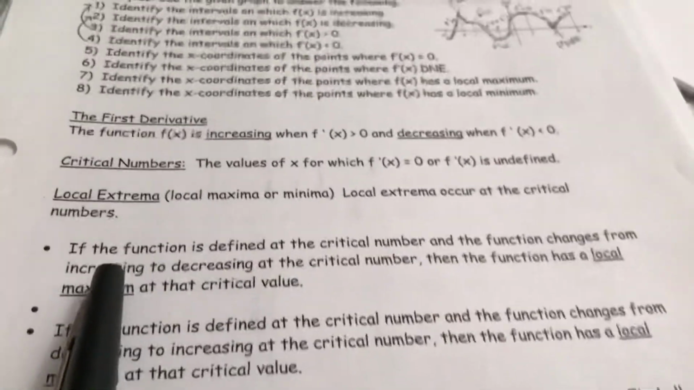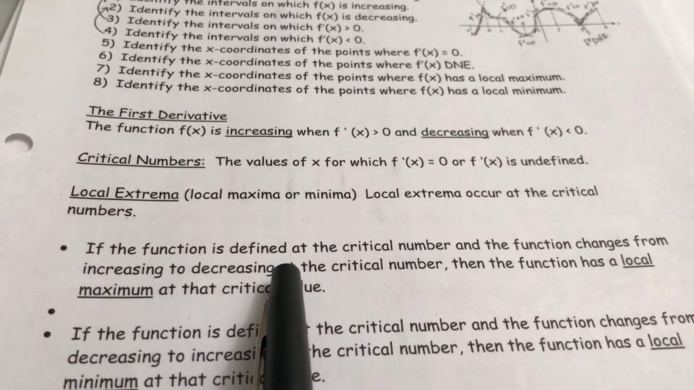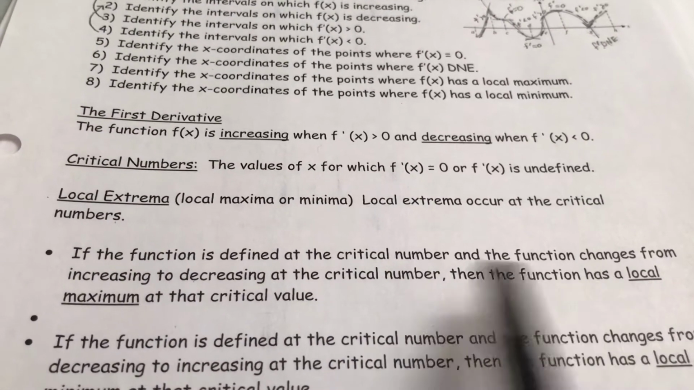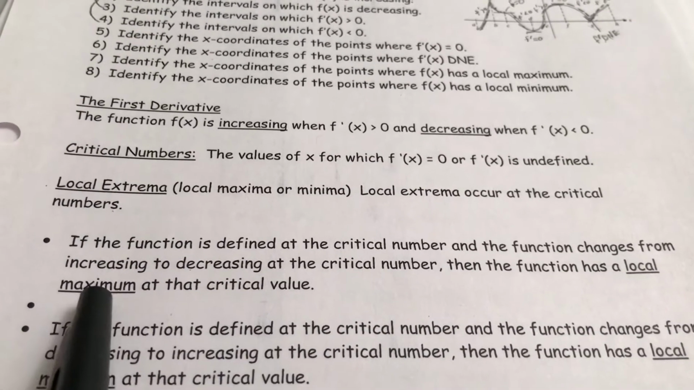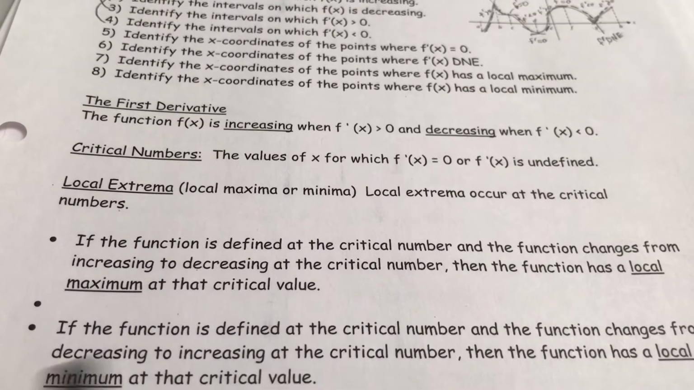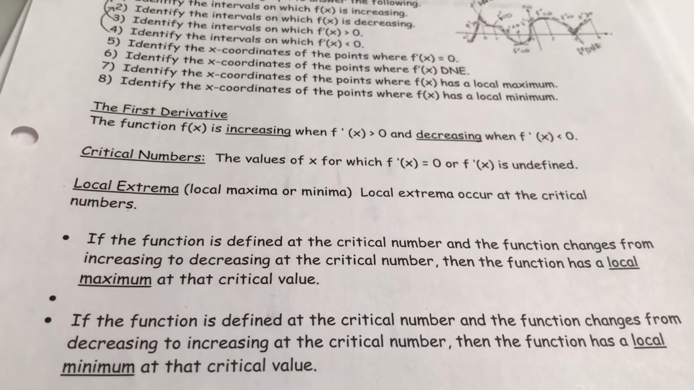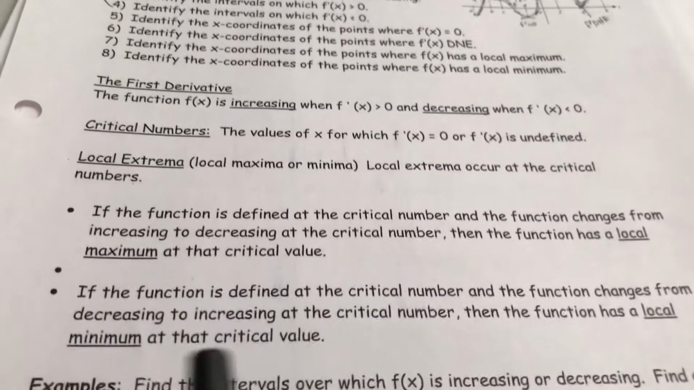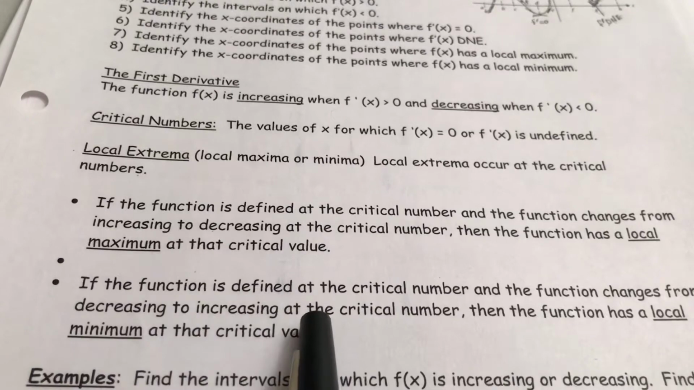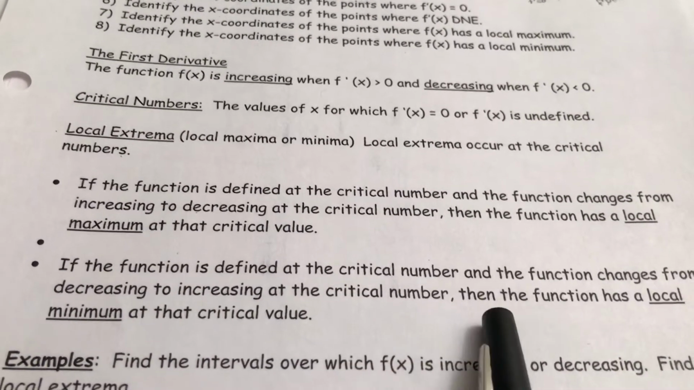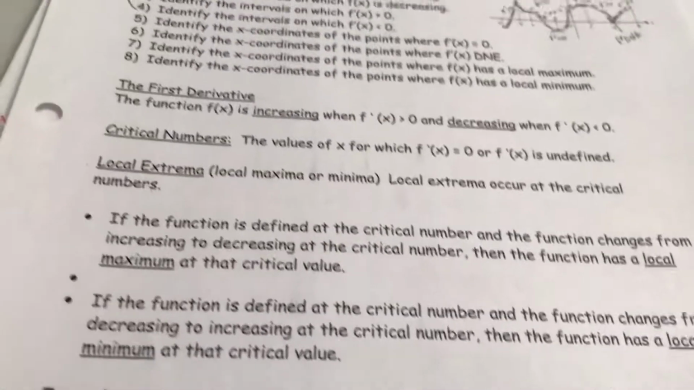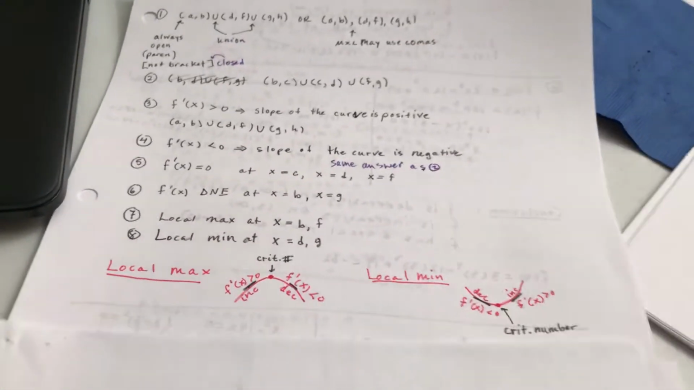So now it says if the function is defined at the critical number and the function changes from increasing to decreasing at the critical number, then the function has a local maximum at that critical value. I'll use that interchangeably in a critical number or critical value. If the function is defined at the critical number and the function changes from decreasing to increasing at the critical number, then the function has a local minimum. Now let me show you the picture I drew of that.